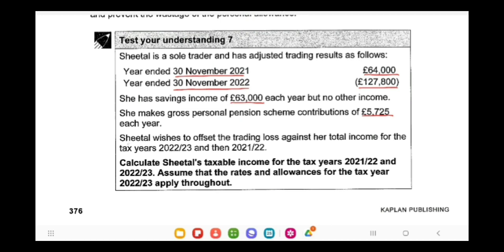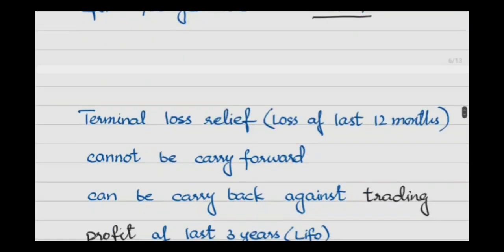Another point in the question has been given. Sheetal wishes to offset the trading loss against her total income for the tax year 22-23 and then 21-22. So you have been told how to set off the losses: first against the total income of 22-23 and then 21-22. Calculate Sheetal's taxable income for the tax years 21-22 and 22-23. Assume the rates and allowances are the same throughout the years.